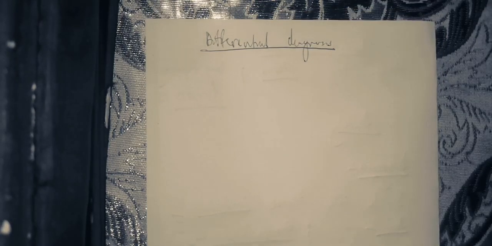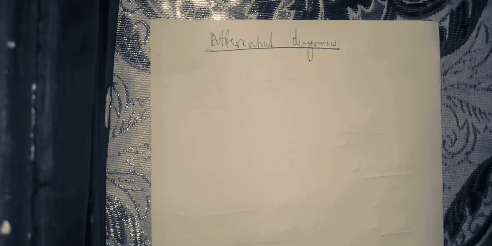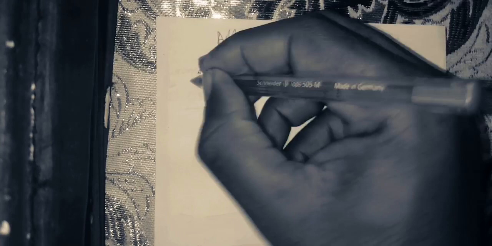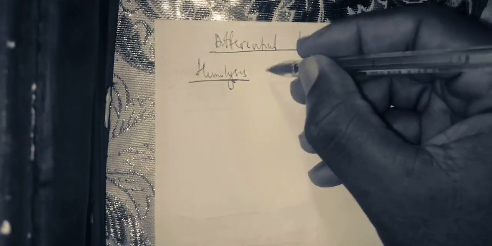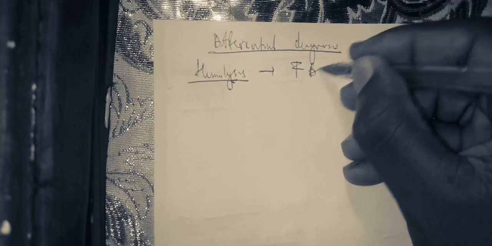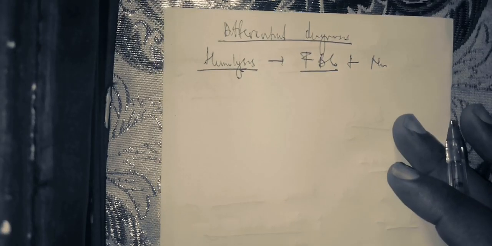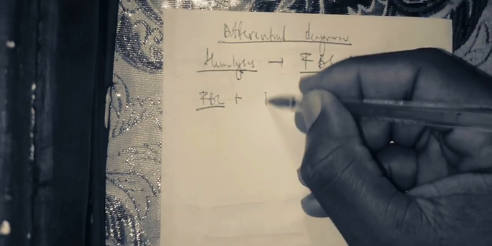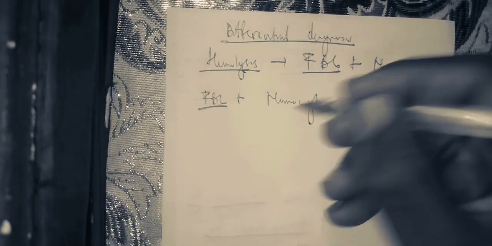For the differential diagnosis of sickle cell, we need to know that generally the differential diagnosis of sickle cell are taken as the differentials of hemolysis. Basically, the differentials of hemolysis, and hemolysis is seen when you have a full blood count where you have a normocytic normochromic anemia. Is it clear? So when you receive a full blood count, you have normocytic normochromic anemia.